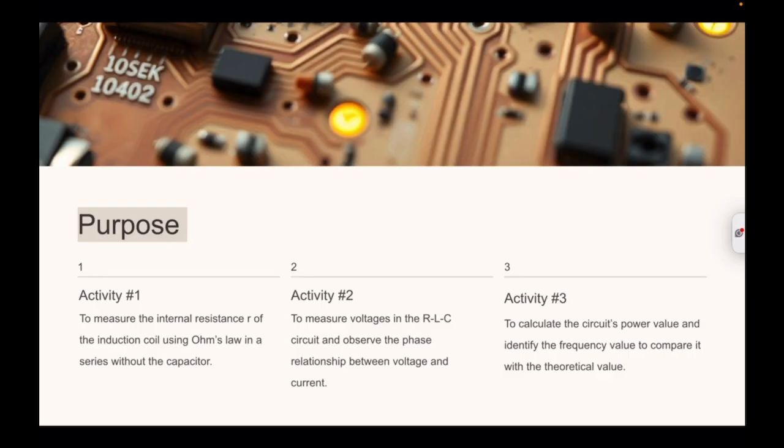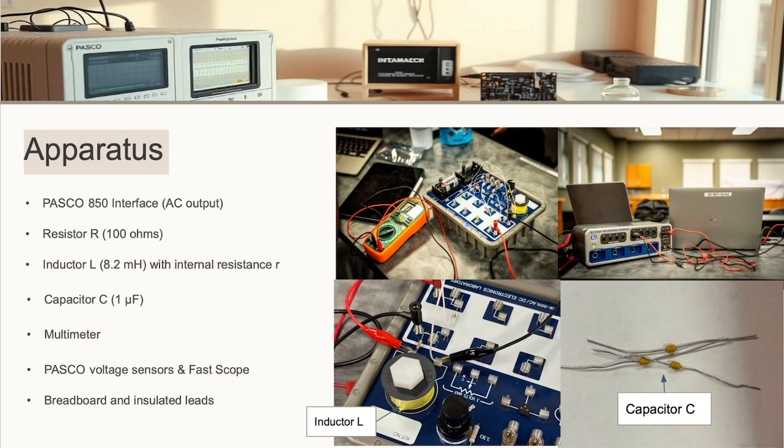with the theoretical value. As you can see in the picture, in our experiment, we used the Pasco 850 interface, a resistor, an inductor, a capacitor, and also we used a multimeter for measurements.